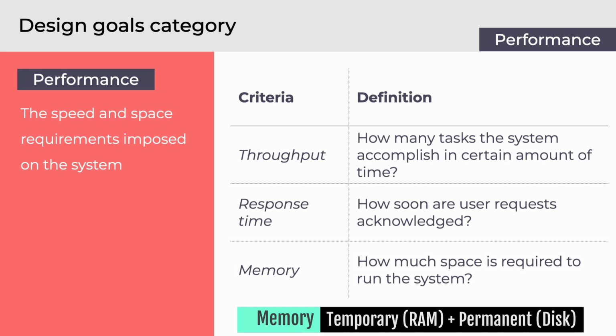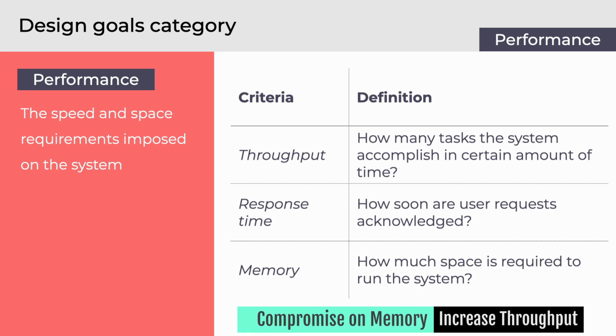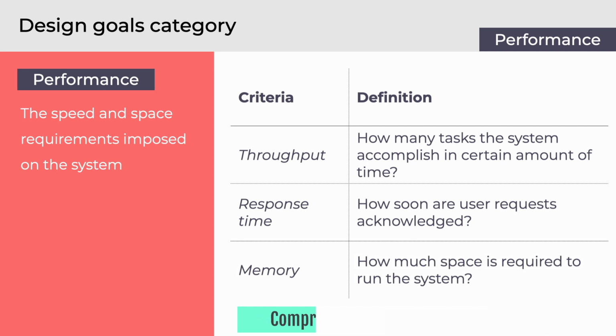We want to optimize the design goals to reduce both the temporary and the permanent memory footprint, but in certain cases, for performance reasons, we may choose to compromise on memory so that we can optimize on the throughput and the response time. A classic example is to cache the API response to improve the response time, leading to more throughput. However, since we are caching here, we would increase the memory footprint.